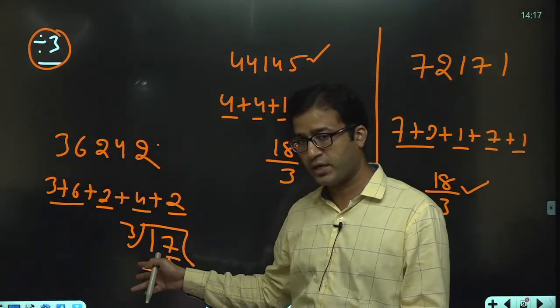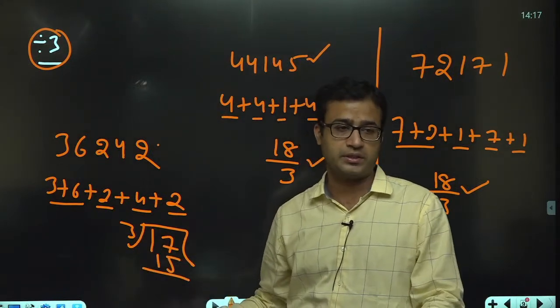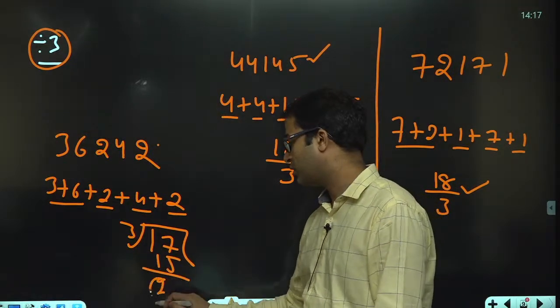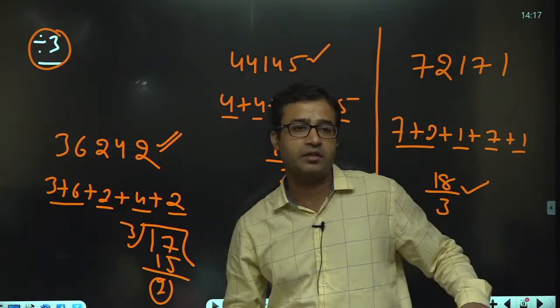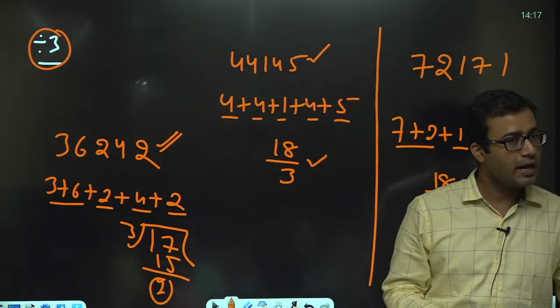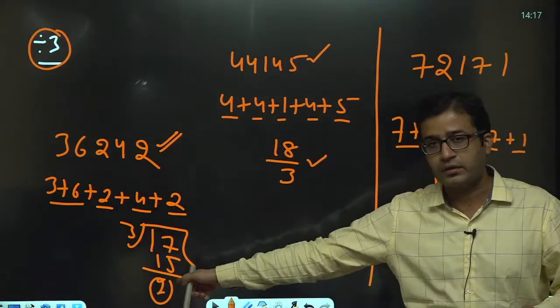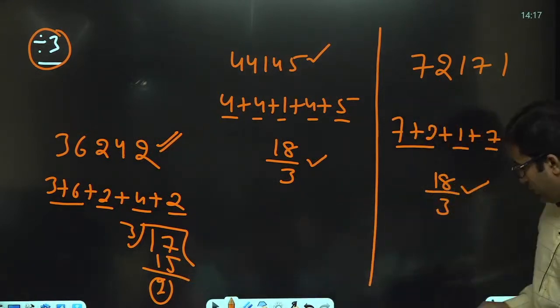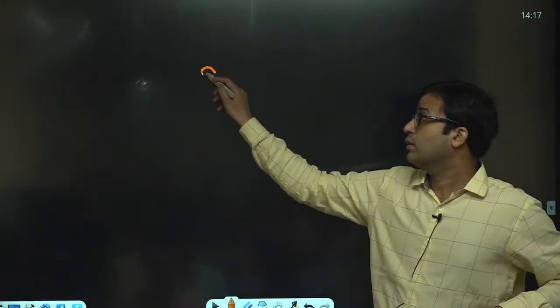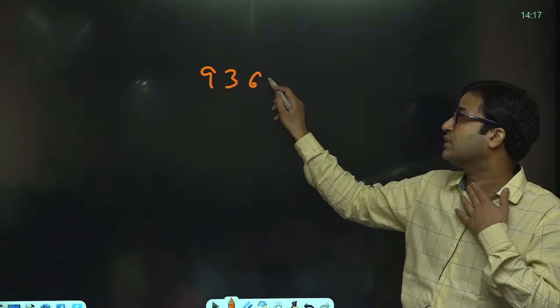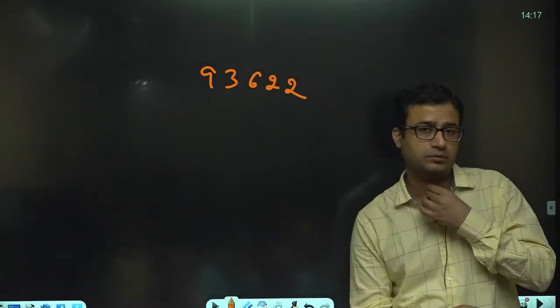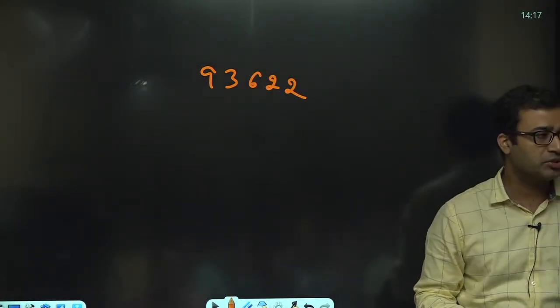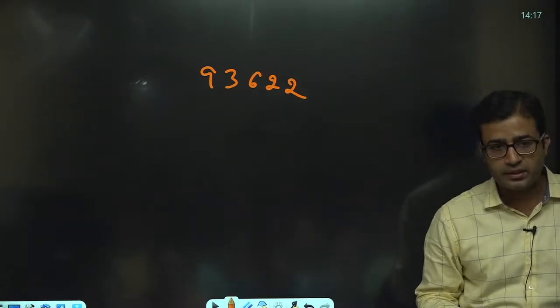तो इसमें ये खूबी है कि वो बता भी सकता है और रिमाइंडर भी बता सकता है. तो रिमाइंडर 2. So it means this complete number gives remainder 2. Either divisible, if not, remainder. Let me ask you a question. 93,622. Either it is divisible, or what is the remainder?